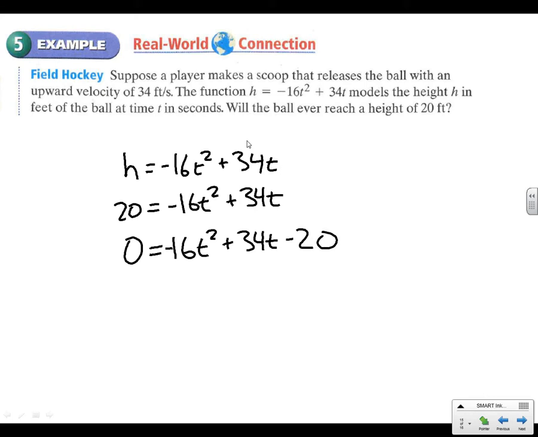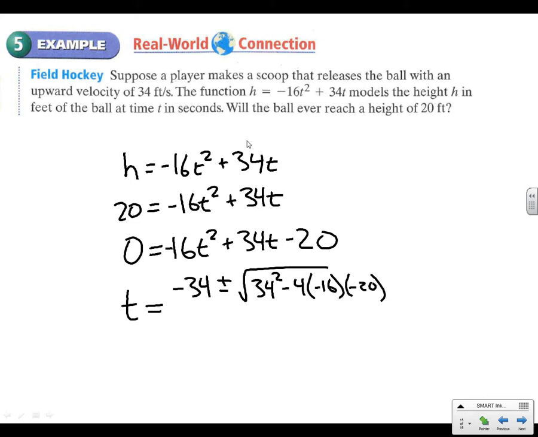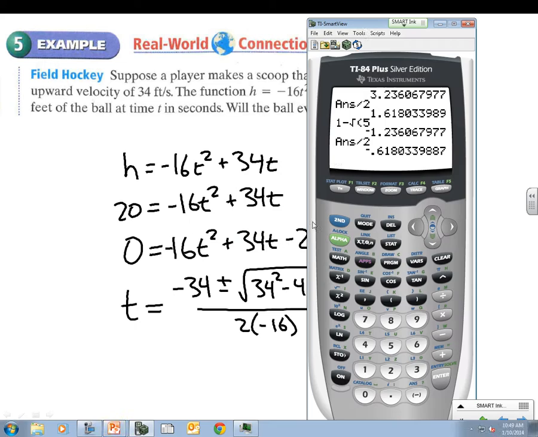Minus 20, and let's go to our quadratic formula. Not x equals, sorry, that's just a force of habit. In this case, it's going to be t, that's the variable we're solving for. t equals negative b plus or minus the square root of b squared minus 4ac, all over 2a. This is definitely a calculator type problem. Let's grab the calculator and punch it in.